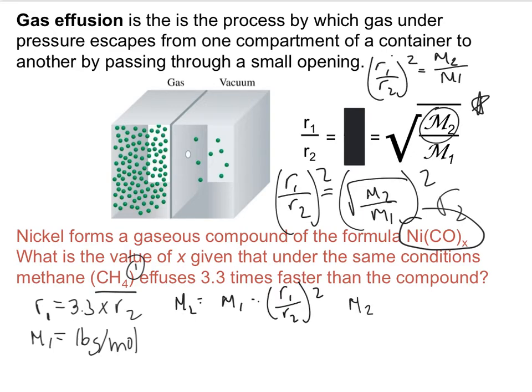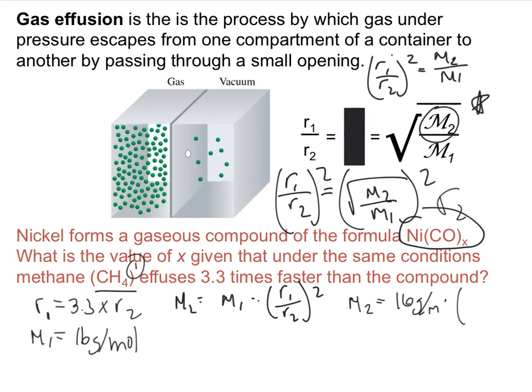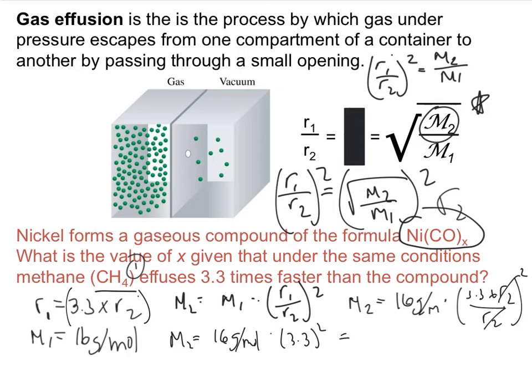We know some of these values, so let's plug in the ones that we do know. M2 is going to be equal to 16 grams per mole, multiplied by R1, which we know from right over here is equal to 3.3 times R2, and that's all over R2 squared. If we cross out the variables that are constant, R2 divided by R2 gives you 1. So M2 ends up being equal to 16 grams per mole times 3.3 squared, which if we calculate that out gives us 174.2 grams per mole. That gives us the mass of our NiCO compound.